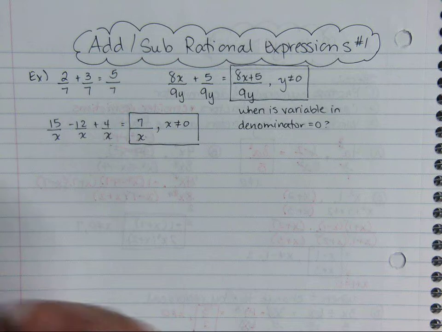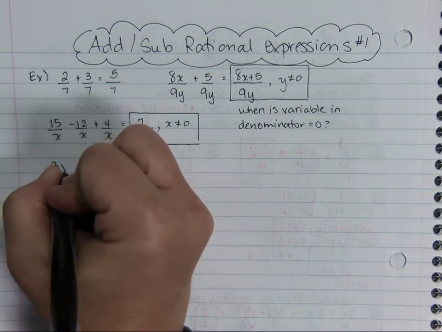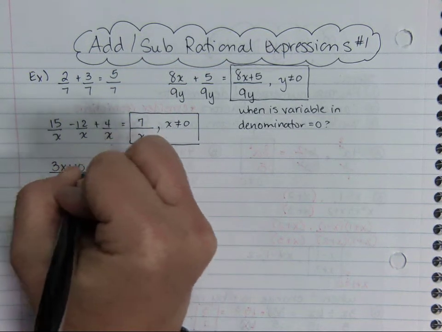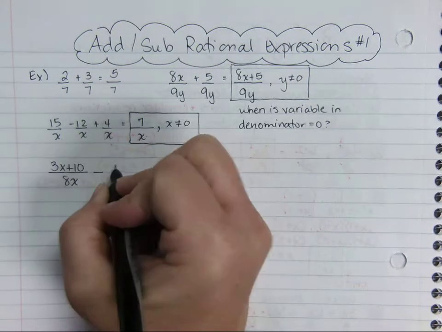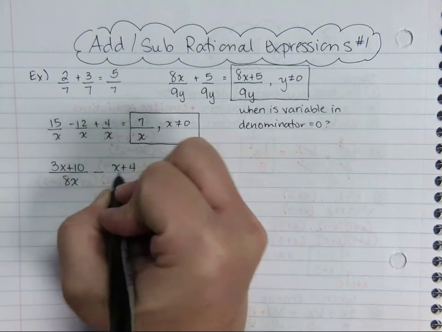Ones that usually start to throw people off are when we have bigger expressions. Like we have 3x plus 10 over 8x, and I want to subtract off x plus 4.